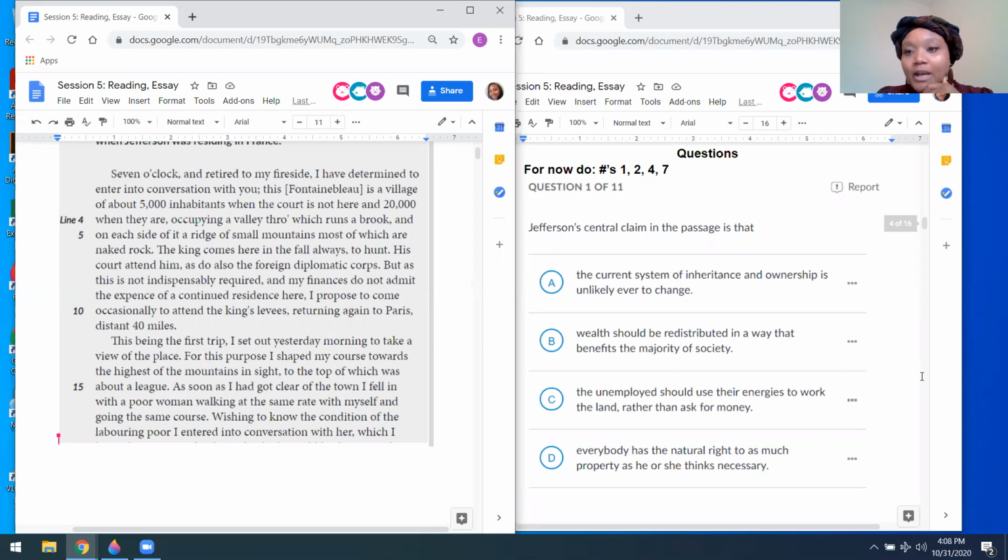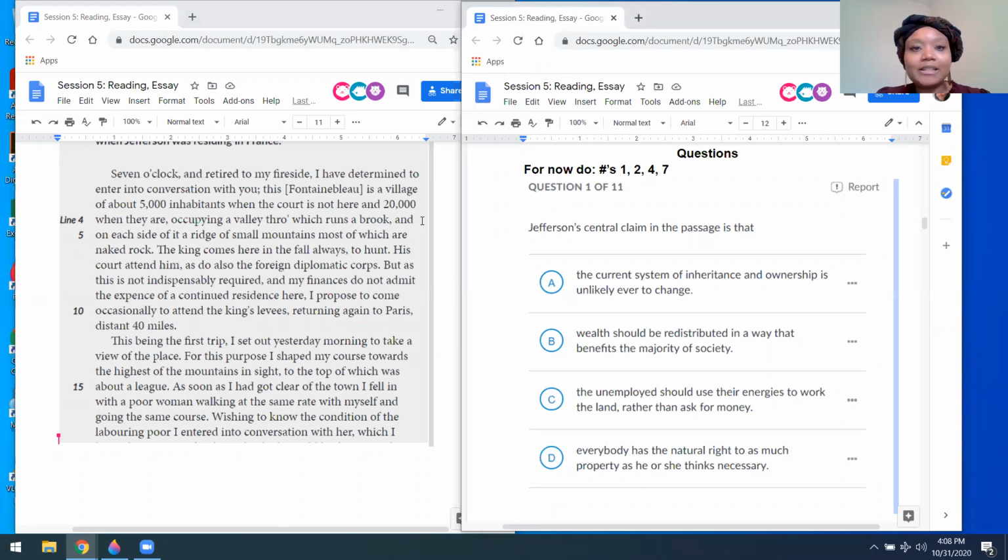So I like that you weren't sure, and this is a good example, ML, of how they're going to give you passages that are complicated, that are really dry and boring.